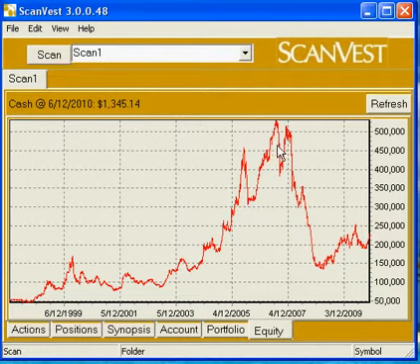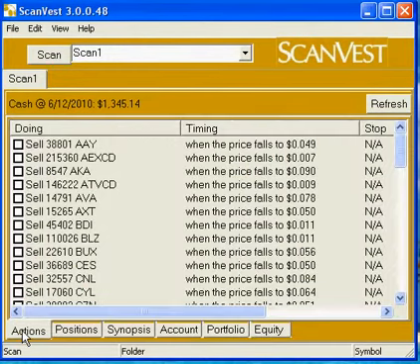If we have a look at the actions page, in backtest mode, this is only giving you an indicative indication of what to do to trade this system. In backtest mode, it is disabled. You cannot interact with this page. In normal mode, you can interact with this page, and you follow the instructions on this page to trade your system. For example, here it is saying sell 38,801 AAY shares when the price falls to 4.9 cents.